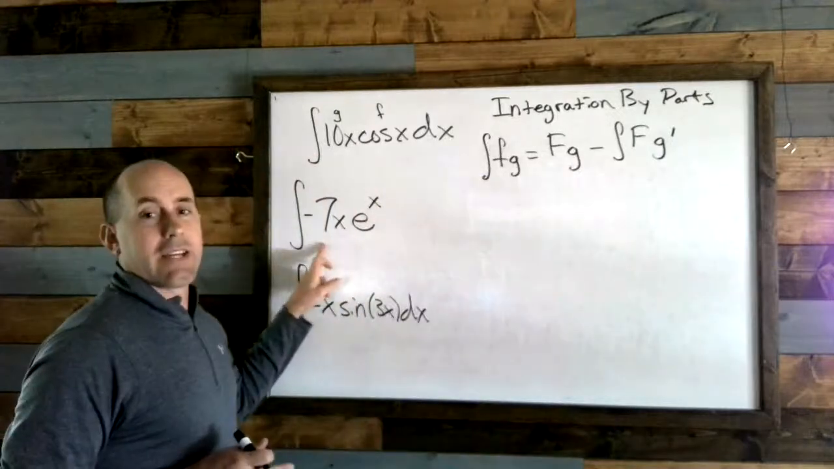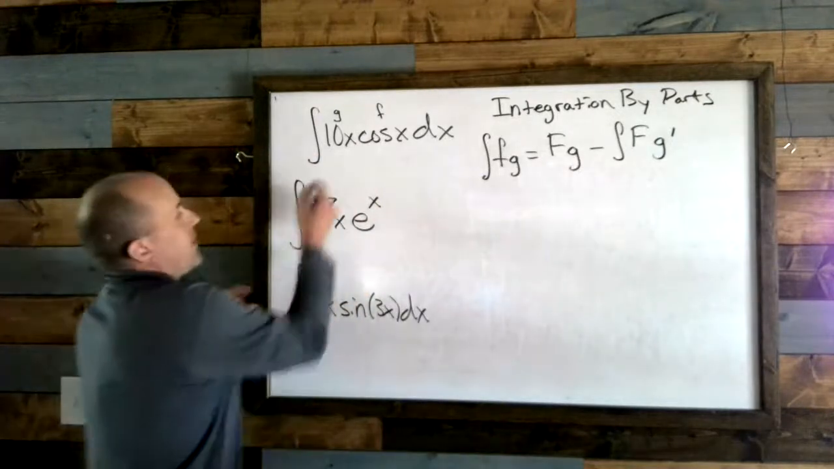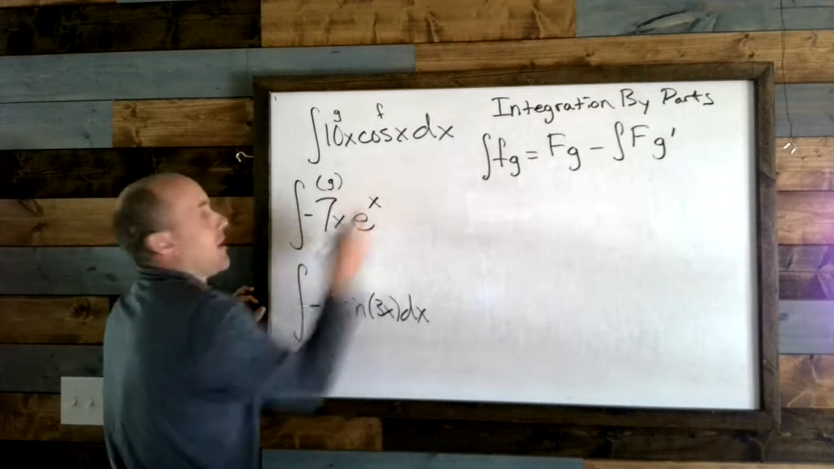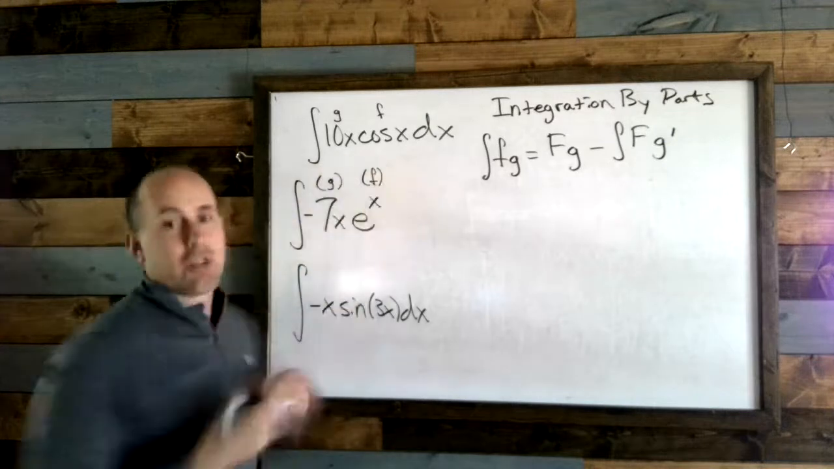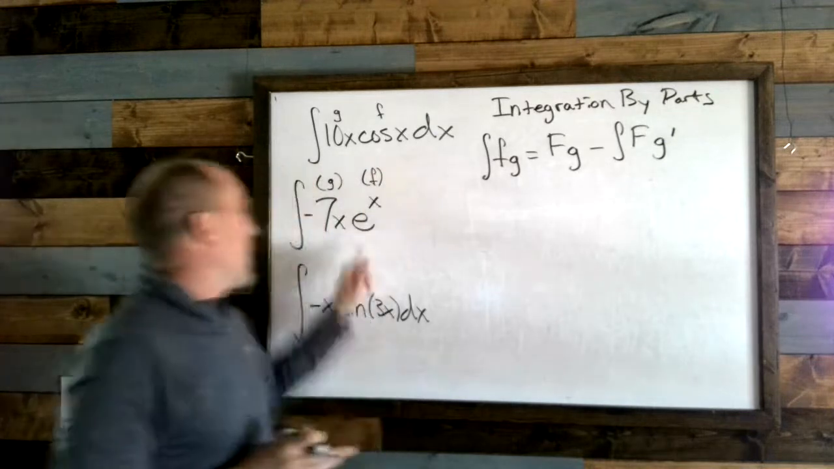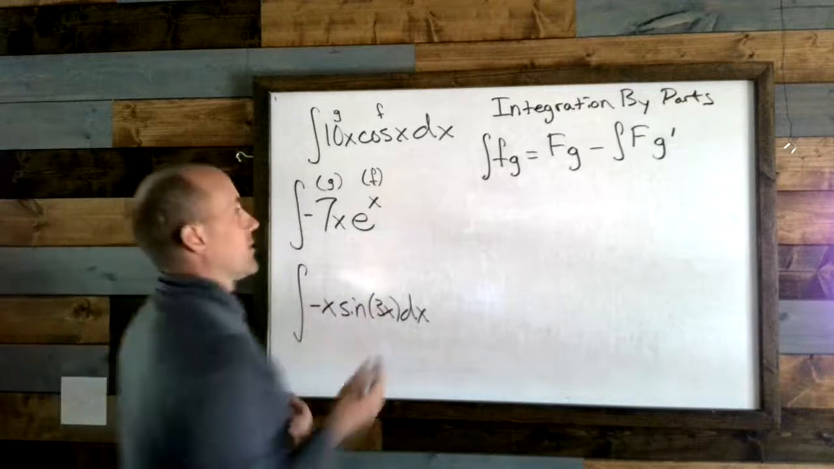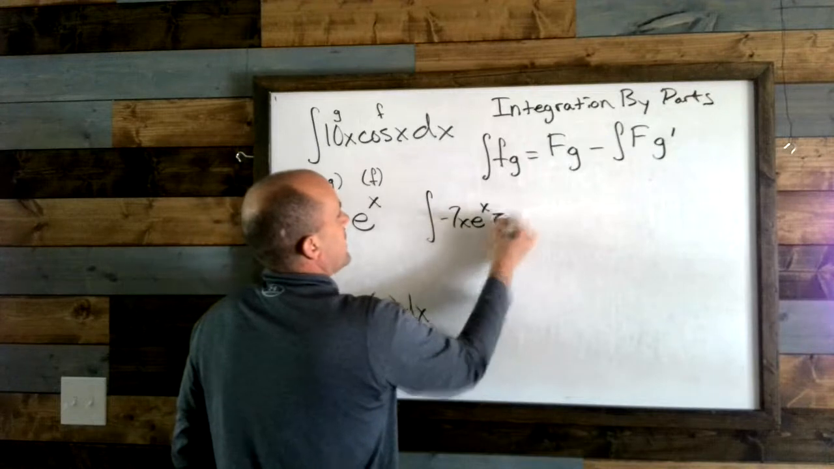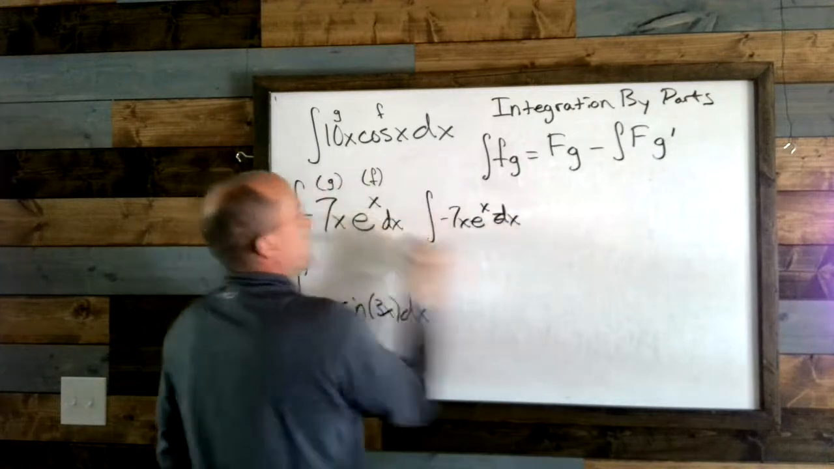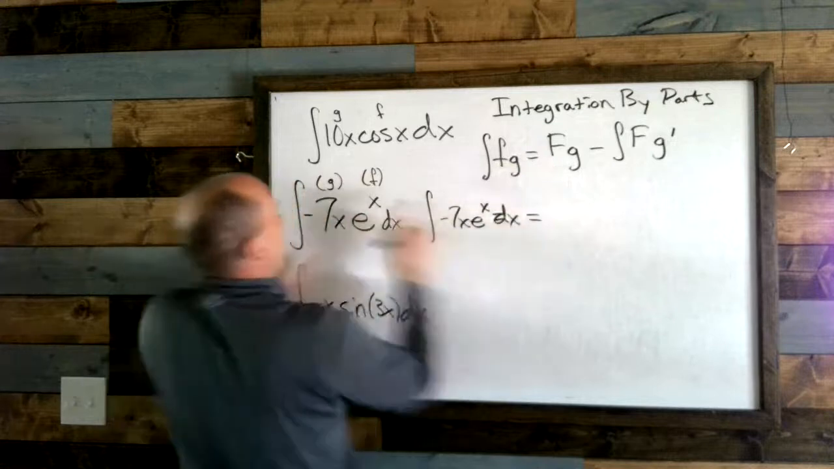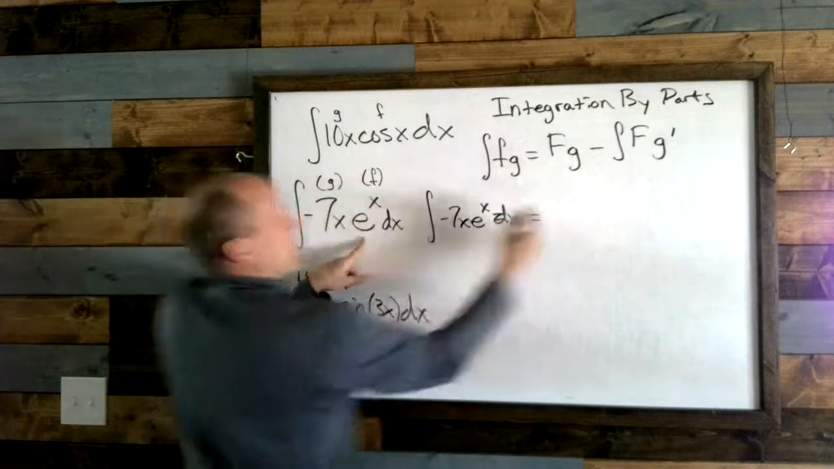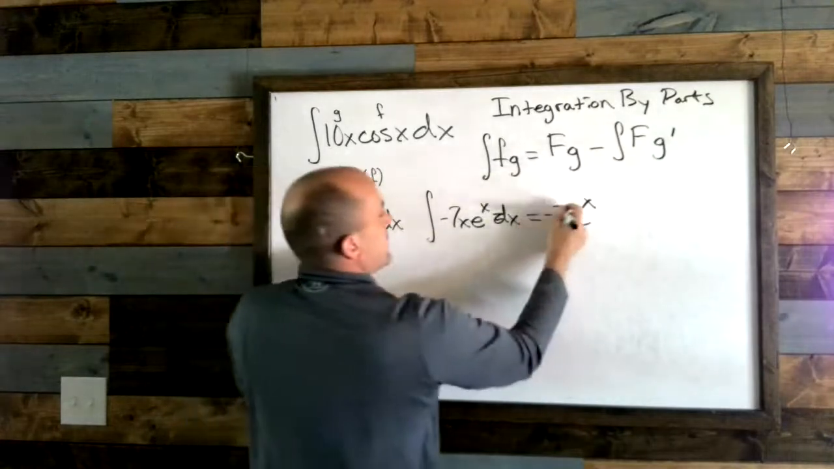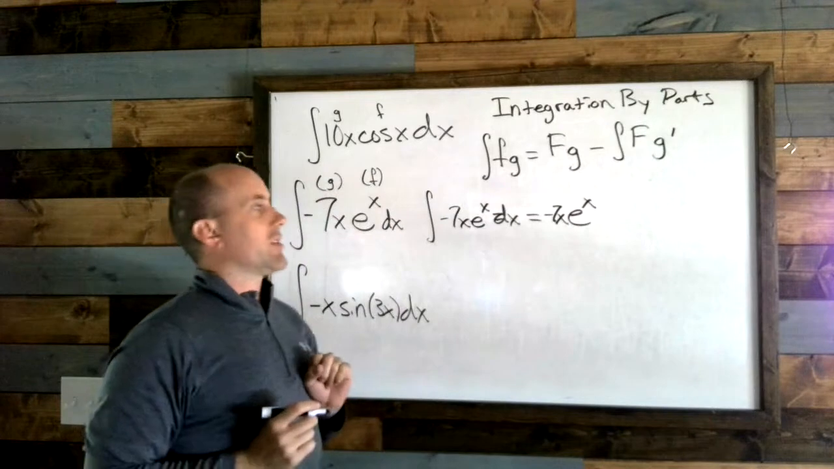Look at this one: negative 7x times e to the x. This is going to be g because it's going to disappear, and this is going to be f. F has to be something you know the antiderivative of, and we know the antiderivative of e to the x is just e to the x. So we get the integral of negative 7x e to the x dx. Sorry about that, guys, I forgot the dx on this one. Big F, the antiderivative of e to the x, is just e to the x, times g, which is negative 7x. So that's how it starts out.